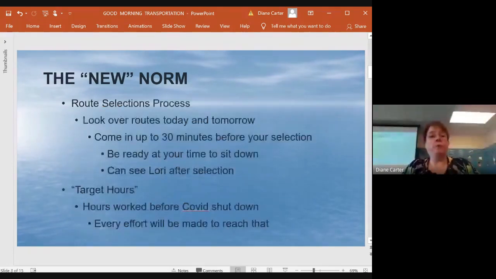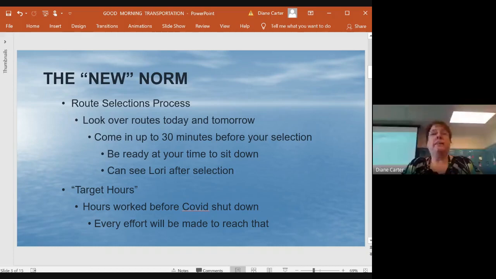So the route selection process. What we need you to do is come in at some point between now and Thursday or whenever your routes are and look these over and get an idea of which routes you'd like to look at. They are based on a 4-day week as far as the hours guaranteed on them goes. So that's going to be different from what you're used to also.